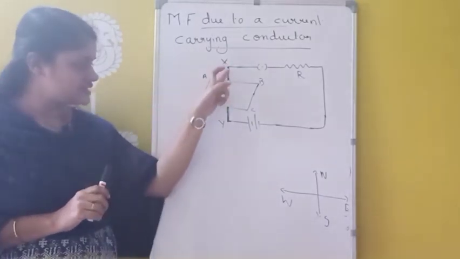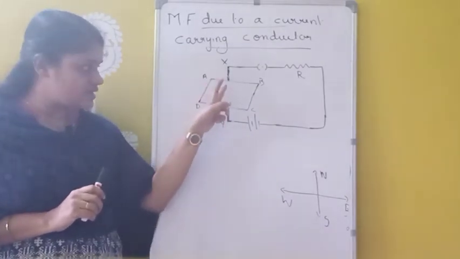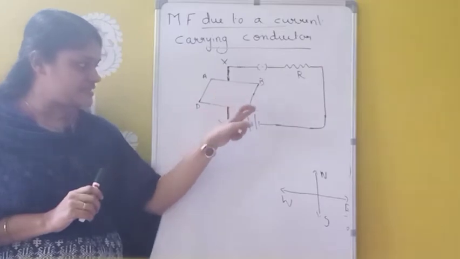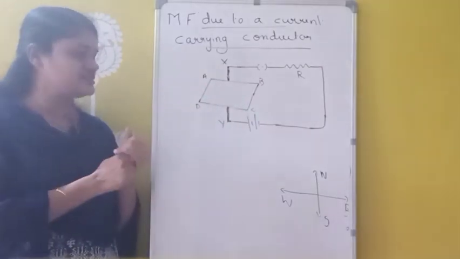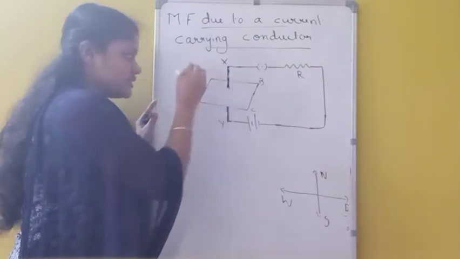So first of all we are dealing with magnetic field due to a straight current carrying conductor. Here this XY indicates a straight current carrying conductor, and this conductor is passed through a cardboard. This ABCD indicates a cardboard. So we are inserting this straight current carrying conductor through a cardboard.